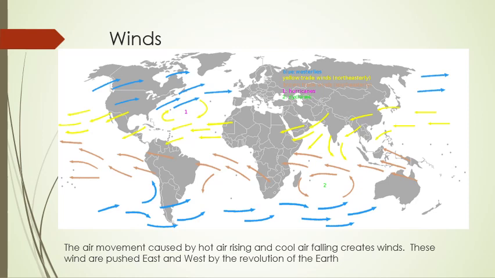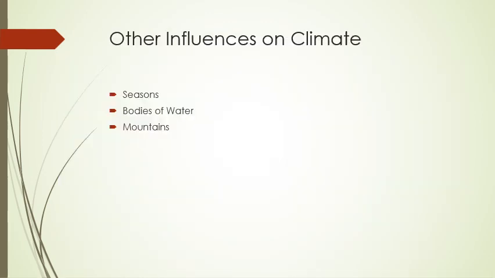So we have a lot going on with wind. Wind brings with it water. There are plenty of other influences on climate. Not just wind, not just sun on a terrestrial biome. You also have seasons. Because you know what seasons are? We used to have those. Bodies of water. Mountains. Mountains especially.